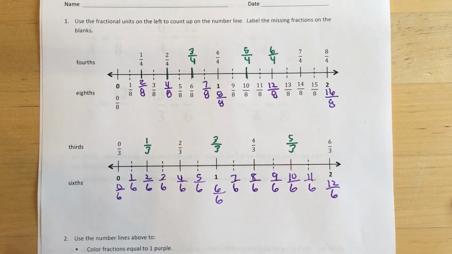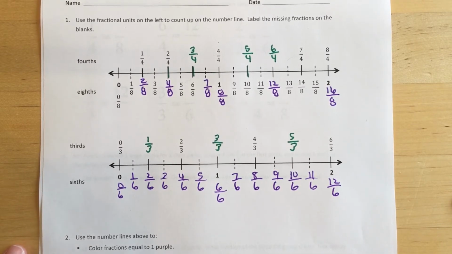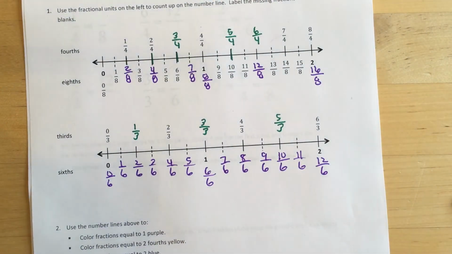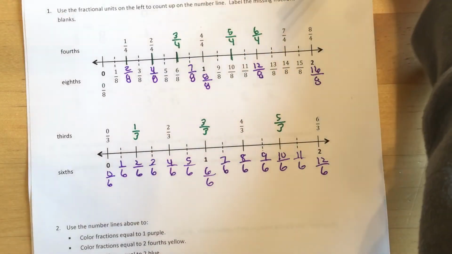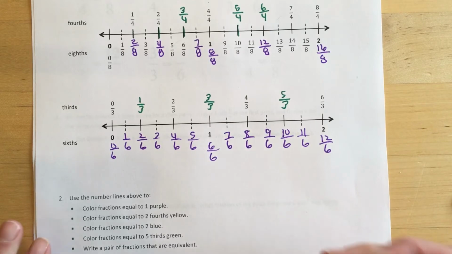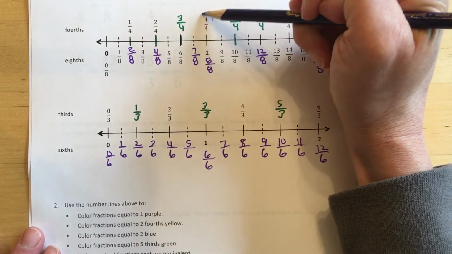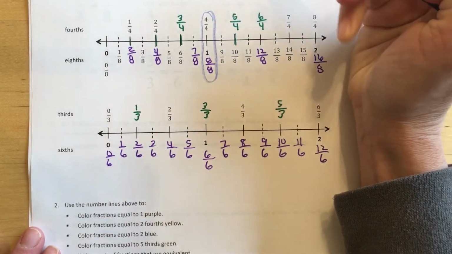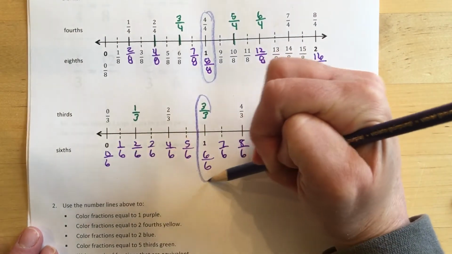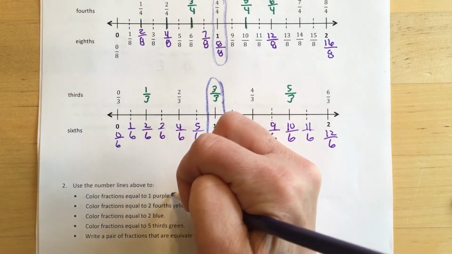Okay, as you look at these number lines, I'm sure you're noticing there are several equivalent fractions. So let's follow the directions on the bottom. It says color fractions equal to 1 purple. Okay, so I'm going to find my 1 on top. I'm just going to circle them. 4/4 and 8/8 are equivalent to 1. 3/3 and 6/6 are equivalent to 1. Okay, so I did that.